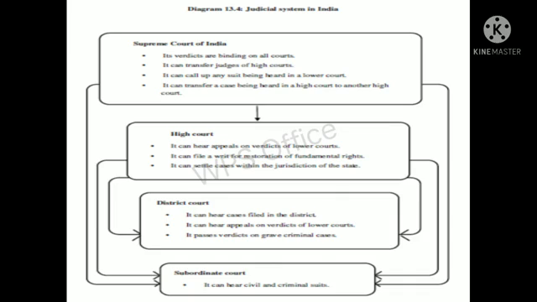Second, High Court. It can hear appeals on verdicts of lower courts. It can issue writs for restoration of fundamental rights. It can settle cases within the jurisdiction of the state. Third, District Court. It can hear cases filed in the district. It can hear appeals on verdicts of lower courts. It passes verdicts on grave criminal cases. Fourth, Subordinate Courts. It can hear civil and criminal suits.